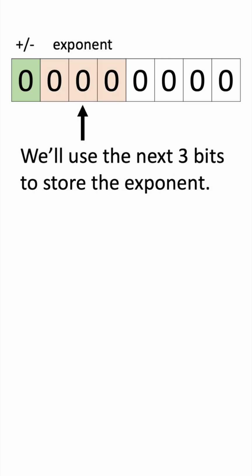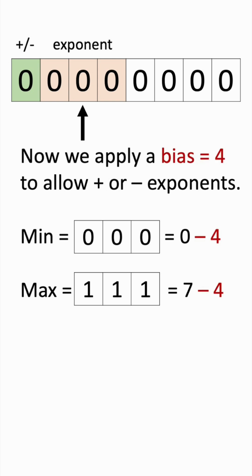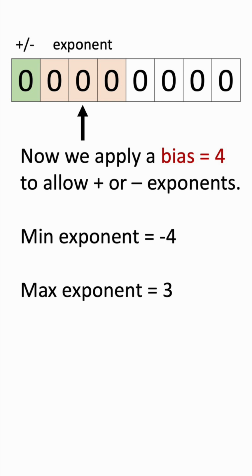We'll use the next 3 bits to store the exponent as a binary integer, where 3 bits gives us a minimum of 0 and a maximum of 7. But let's apply a bias of 4. So if we subtract 4 from our range, now it goes from -4 to +3, allowing both negative and positive exponents.